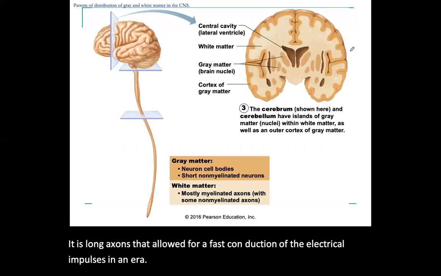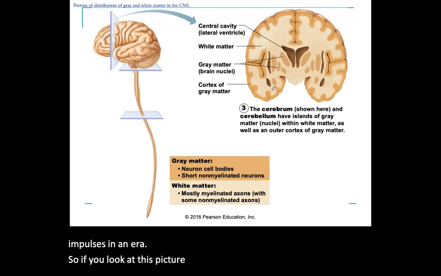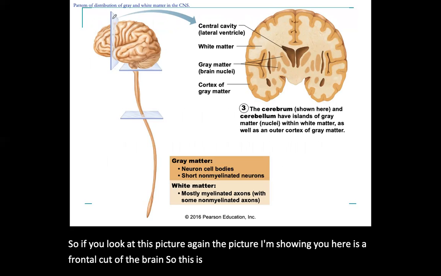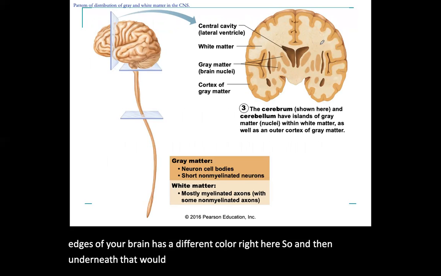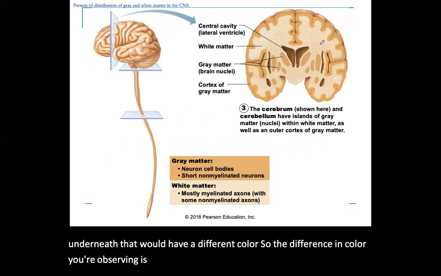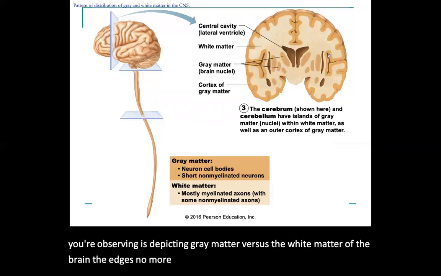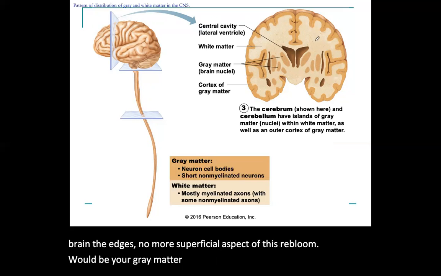So if you look at this picture, the picture I'm showing you here is a frontal cut of the brain. So this is the cut you see right here. Notice the edges of your brain have a different color right here, and then underneath that would have a different color. So the difference in color you're observing is depicting gray matter versus the white matter of the brain. The edges, the more superficial aspect of the cerebrum, would be your gray matter, and the deep, more internal structures would be the white matter.